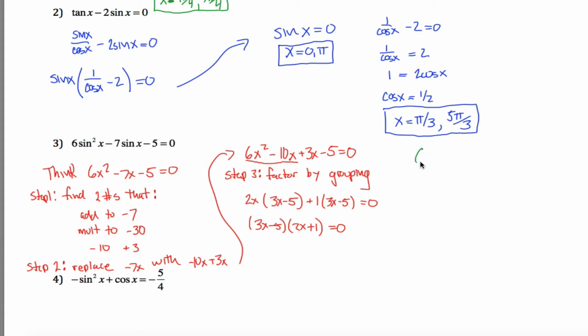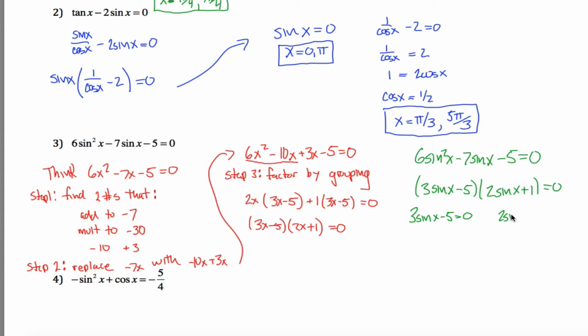I would say that 6 sine squared x minus 7 sine of x minus 5 equals 0 is equivalent to 3 sine of x minus 5 times 2 sine of x plus 1 equals 0. Those factoring steps, do them again, except now instead of x, it's sine of x. Something times something equals 0, that's good news. 3 sine of x minus 5 equals 0, or 2 sine of x plus 1 equals 0.